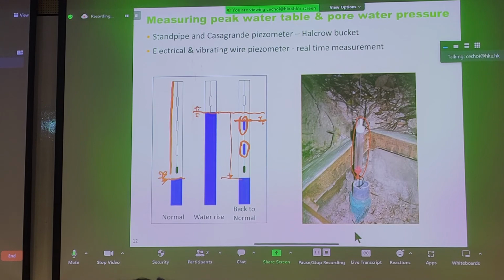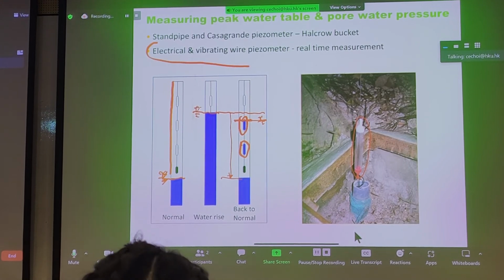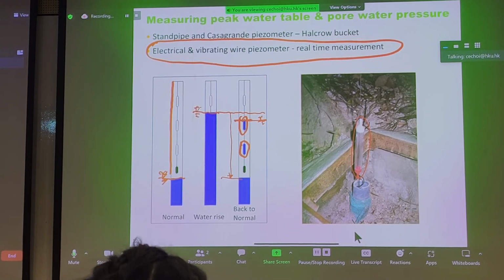This is still better than no information about the peak level of the groundwater table in your standpipe or piezometer. So that's what we refer to as a Halcrow bucket, for those of you that have worked with instrumentation monitoring for geotechnical projects on site. And I talked about another type of fancy instrument called the vibrating wire piezometer. This gives you real-time measurements.